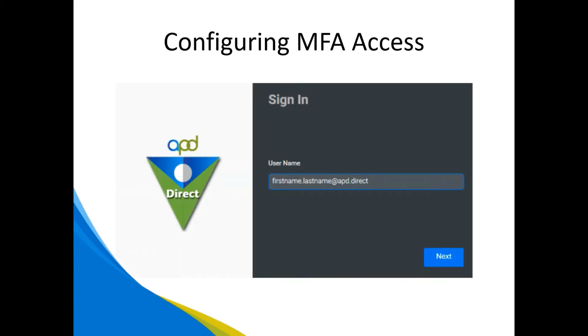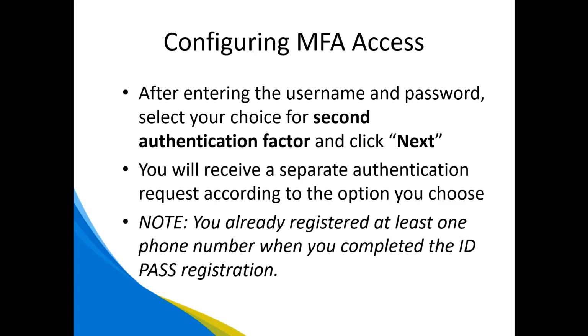This is what you will see when you go to that apd.direct user management portal to start the login process. After entering your username and password, select your choice for your second authentication factor and click Next. You will receive that second separate authentication request via the option that you chose. Keep in mind that when you completed your ID Pass registration, you already have registered at least one phone number.